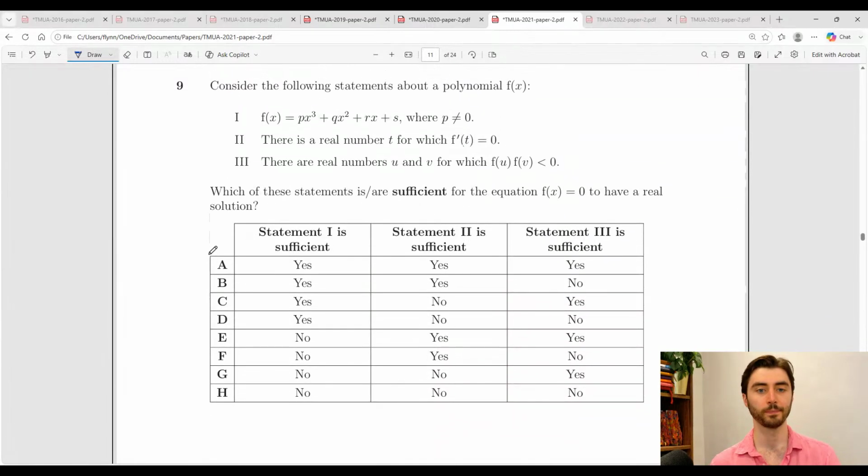9, we can use it. So here, consider the following statements about a polynomial. Again, a polynomial, not function. Let me mark off the ones I've done.